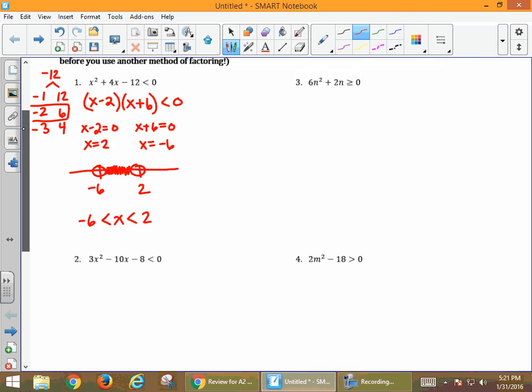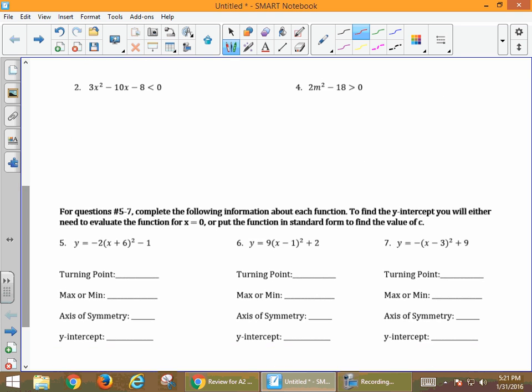Question number 2. We have a 0 already on the right side, which is really nice. So we will go ahead and GCF the left side. There is no GCF. But I can do 3 times negative 8 is negative 24. A times C is the key. That's 1 and 24, 2 and 12, 3 and 8, 4 and 6. Middle term is negative, so the big numbers are negative this time. And the pair that adds up to negative 10 are 2 and negative 12.